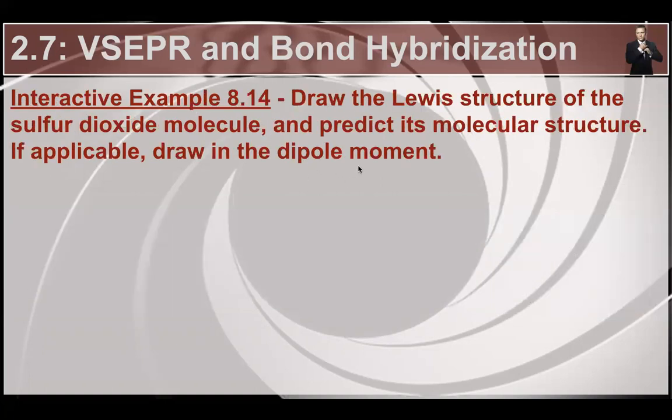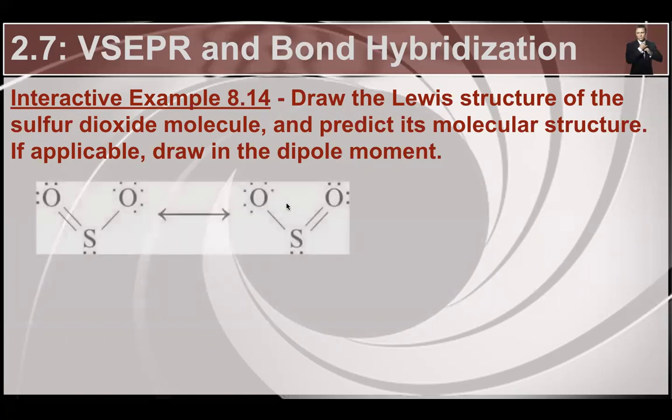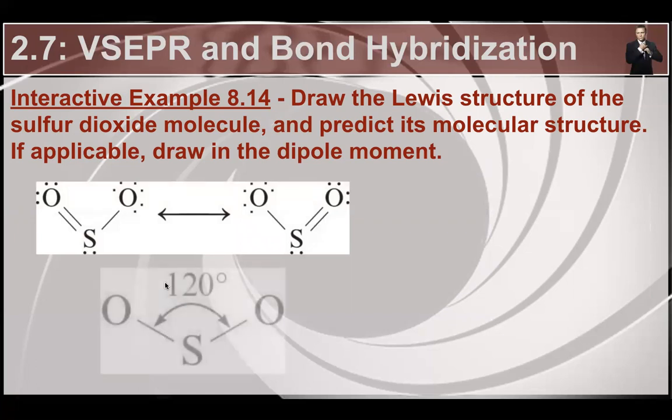Now let's also try with sulfur dioxide. We're going to predict its molecular structure and draw the dipole moments. Okay, so sulfur dioxide, so we have sulfur, 2 oxygens. So that's going to give us 2 resonance structures, so a double bond and then a single bond, which can swap between the 2 oxygens, and we have a lone pair. All right, so we have 2 bonding pair areas and then 1 lone pair area. So this is going to give us a bent structure.